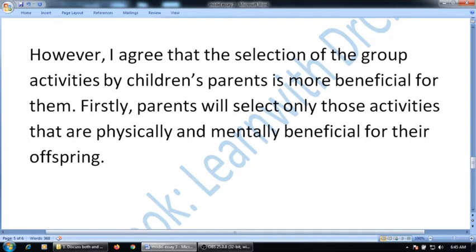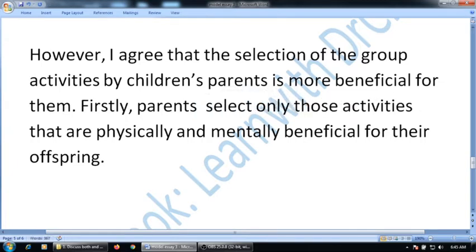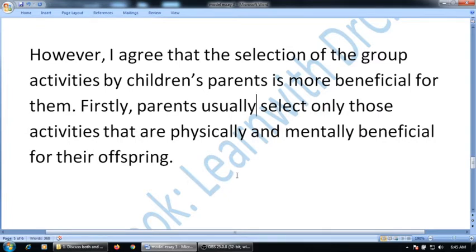Firstly, parents will select, would select, only those activities. We can use some hedging here: usually, not always. So, parents usually select only those activities that are physically and mentally beneficial for their offspring. That is a very great sentence. Next, we will try to give some examples.